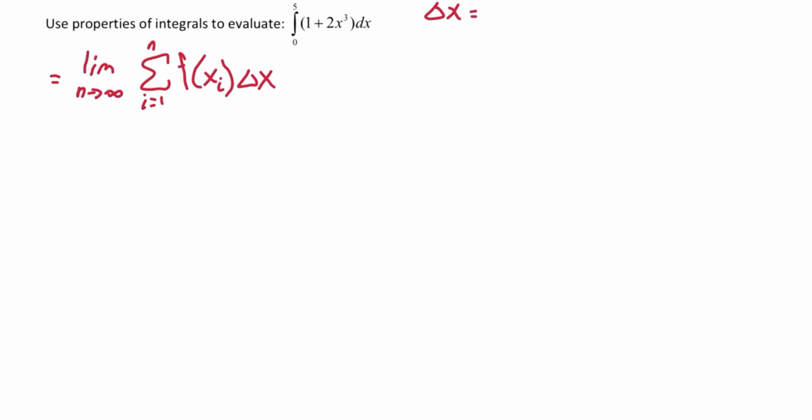And the way we get that is the formula b minus a over n. So we have 5 minus 0 over n, or 5 over n. And then x sub i, the formula for that is a plus delta x i. So we have 0 plus delta x i, which is 5 over n times i.